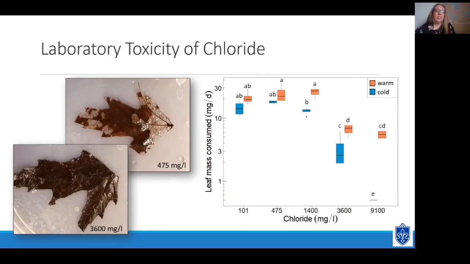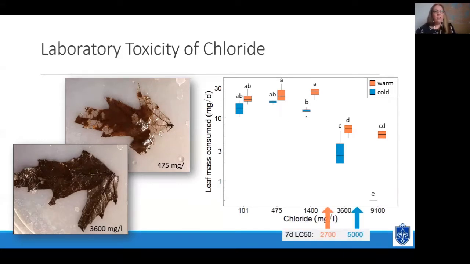Now, looking more specifically at the chloride concentrations, it's apparent that somewhere between 1400 and 3600, there is a strong decrease in feeding. And after this, the warm treatments remain steady, while the feeding then ceases entirely in the cold treatment at the highest chloride concentration.